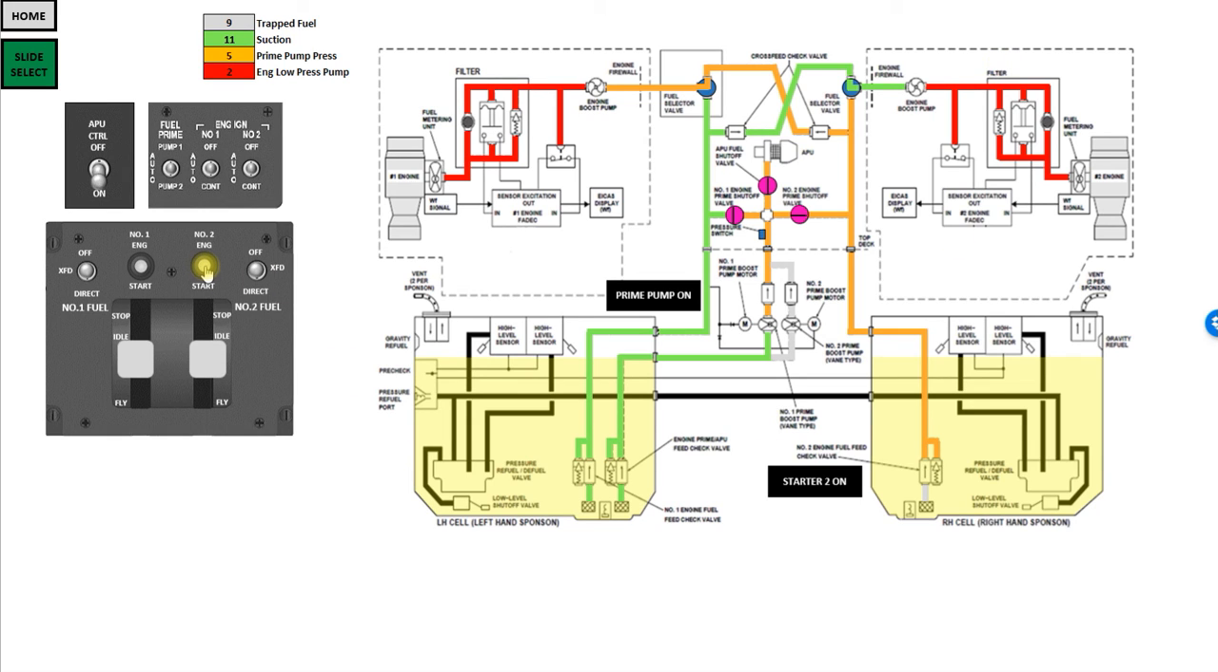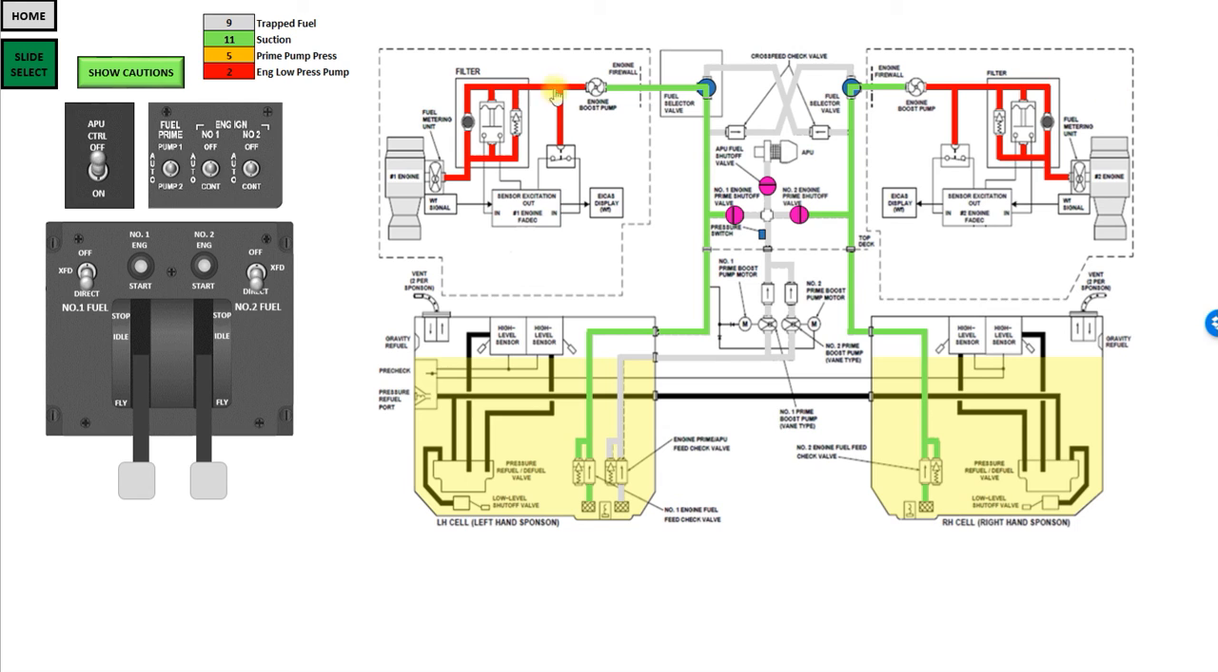Again, to simulate passing 52%, press the number 2 starter. The number 2 starter goes out. The aircraft will reach 67% at idle. Both throttles to fly. Fuel selector valves to direct. And eventually you'll be turning your APU off. And this is your normal flight configuration for the fuel system.